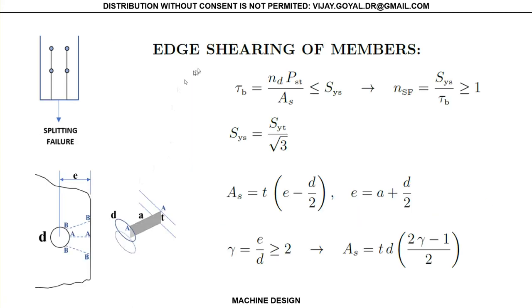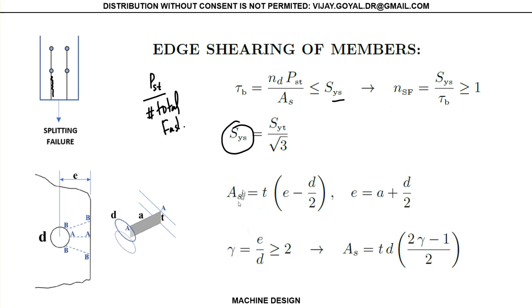Another mode of failure is the edge shearing. So basically, this is talking about this shearing. Here in this particular case, I use all the fasteners. So PST is actually divided by the total fasteners or bolts. Okay, this is a shear. So you can see I will use SYS. This is SYS because it's shear. And then this SYS equal to tau. Tau is equal to this.